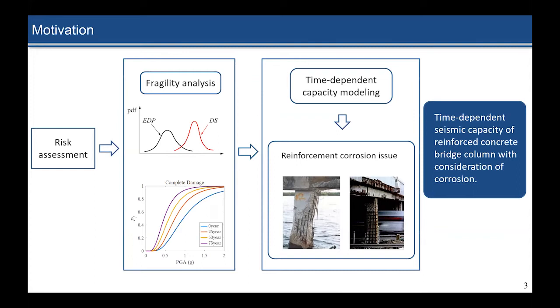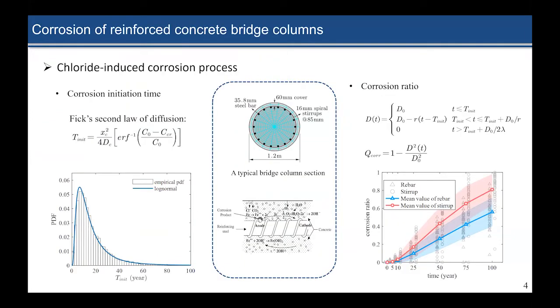Among many reasons, reinforcement corrosion is a principal cause of the deterioration of reinforced concrete structures. So for this study, we will mainly focus on the time-dependent seismic capacity of reinforced concrete bridge columns with consideration of corrosion. When corrosion of reinforcement develops significantly, it not only affects structure serviceability by cracking or even spalling the cover concrete, but also impacts structural safety by decreasing the load-bearing capacity of reinforced concrete members.